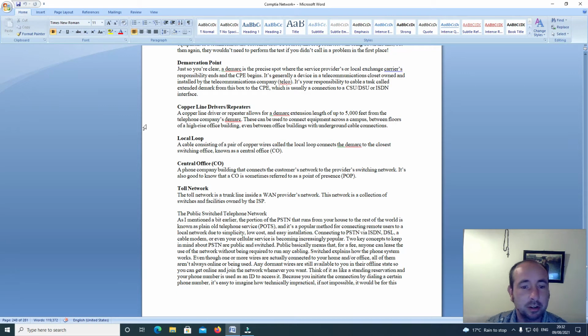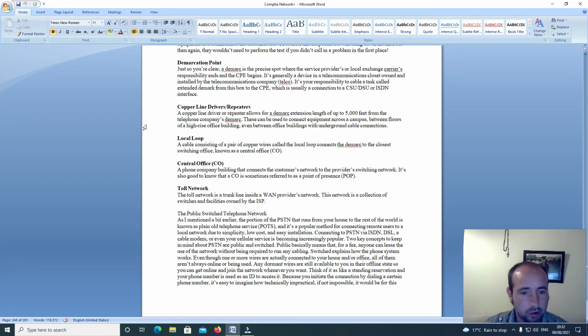Demarcation point. Just so you're clear, a demarc is the precise spot where the service provider's or local exchange carrier's responsibility ends and the CPE begins. It's generally a device in a telecommunications closet owned and installed by the telecommunications company, the telco. It's your responsibility to cable a task called an extended demarc from this box to the CPE, which is usually a connection to a CSU/DSU or ISDN interface.